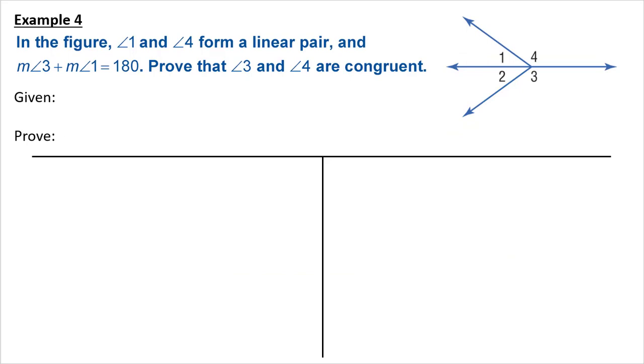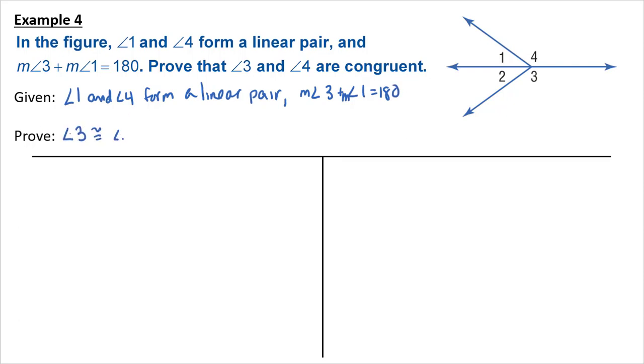Okay, so this proof is going to use that theorem. I want to do a proof where we use that theorem. So angle 1 and angle 4 form a linear pair, and the measure of angle 3 plus the measure of angle 1 equals 180 degrees. I need to prove angle 3 is congruent to angle 4.